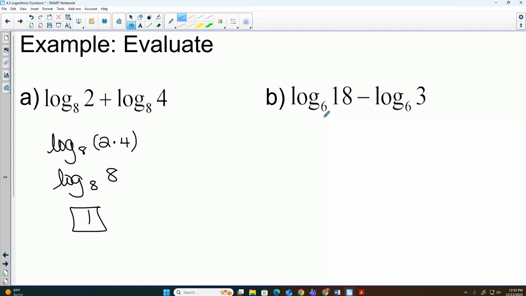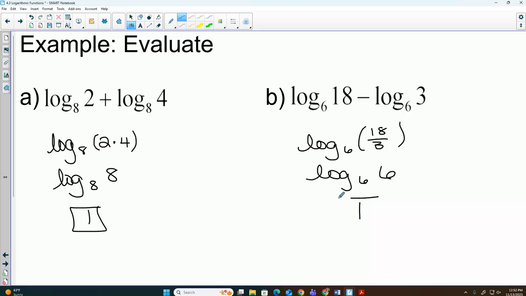If I look at B, I have no idea 6 to what power equals 18. But I have two logs being subtracted. What can I do? Divide. And it's just log base 6 of 18 divided by 3, or log base 6 of 6. So 6 to what power equals 6? 1. So we can use this property to simplify problems.